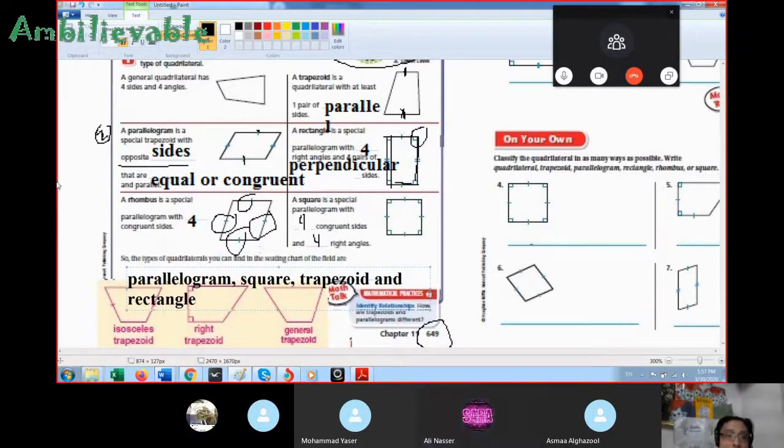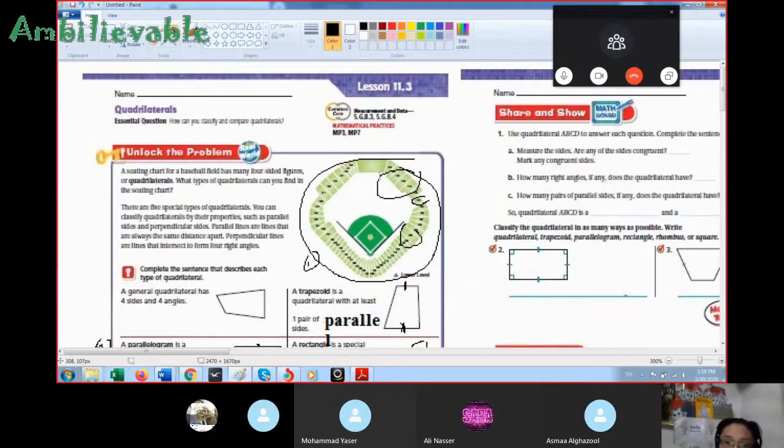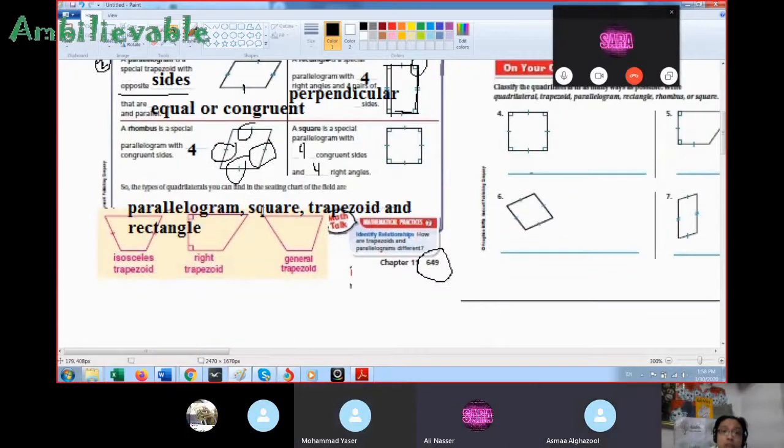The question is all about the seating chart in the field, right? Look, we do have trapezoid, we have rectangle, square. Those are your seatings. What is the last one? Parallelogram, rectangle, square, trapezoid, and rectangle. Okay. Now, did you write it?